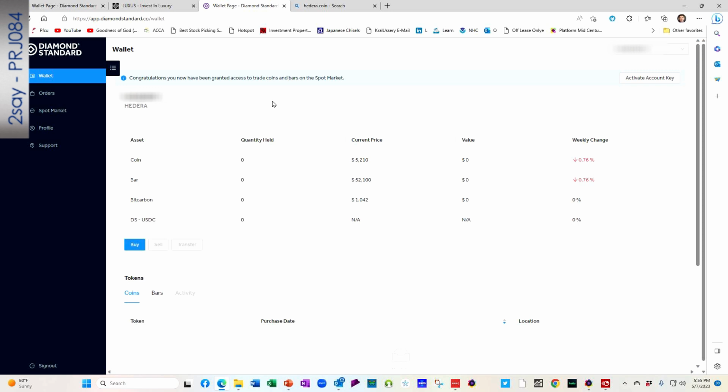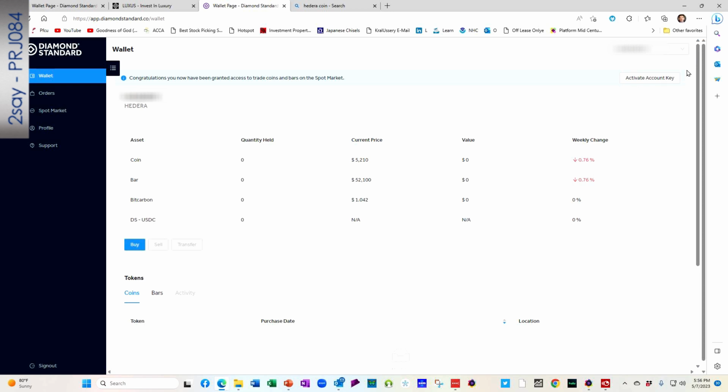Now you notice there's a note on the top of my screen here. Congratulations, you've now been granted access to trade coins and bars on the spot market. That's that exchange I told you about. So there's a process they go through about know your customer, right? They're trying to eliminate criminals from conducting transactions on here and such. So that's the whole know your customer process. I've gone through that process, so now I'm qualified to buy and sell coins and bars on the exchange.